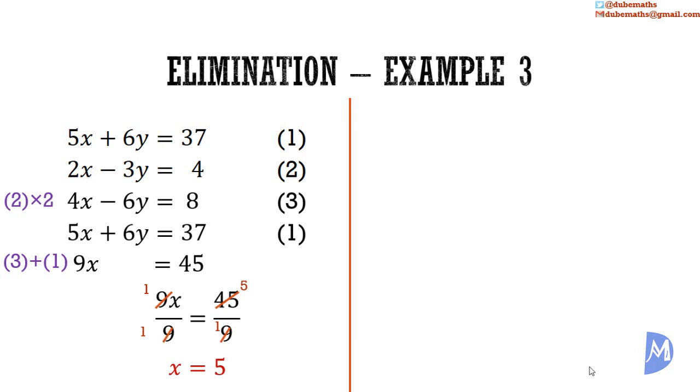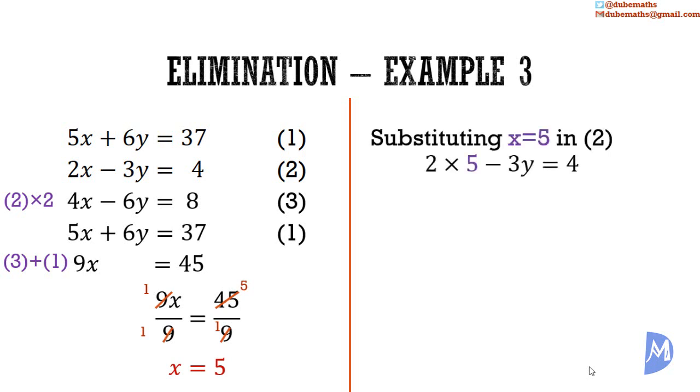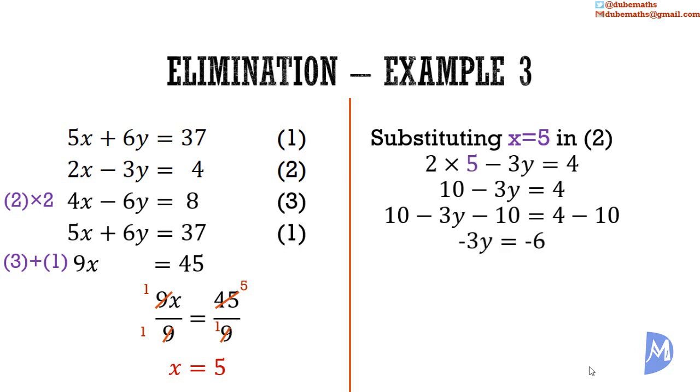Equation 2 seems to be a simpler equation than equation 1, so we'll use equation 2 in this example. Substituting x is equal to 5 in equation 2, we get 2 multiplied by 5 minus 3y is equal to 4, which gives 10 minus 3y is equal to 4. Solving for y, we're going to minus 10 on both sides to get negative 3y is equal to negative 6. Dividing both sides by negative 3, negative 3's cancel to leave y, and negative 6 divided by negative 3 is equal to positive 2. y is equal to 2. So the solution to this pair of simultaneous equations is x is equal to 5 and y is equal to 2. That is it for this video.